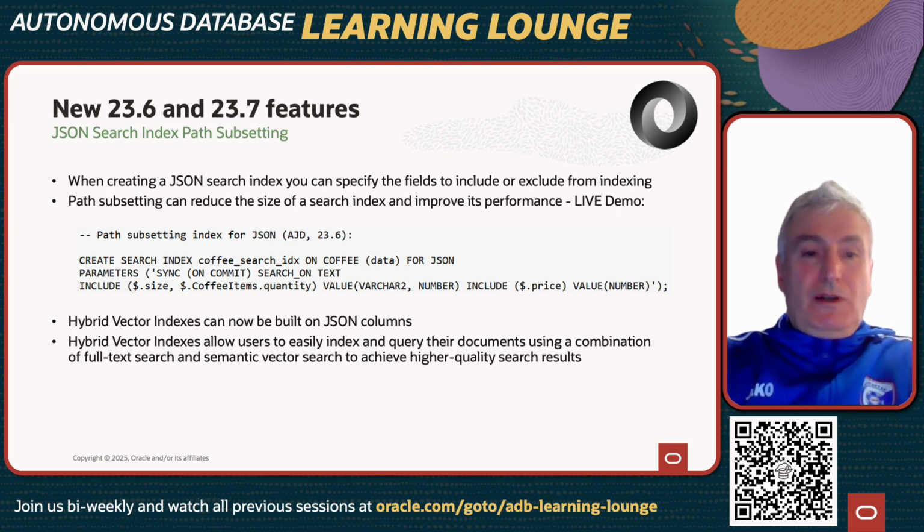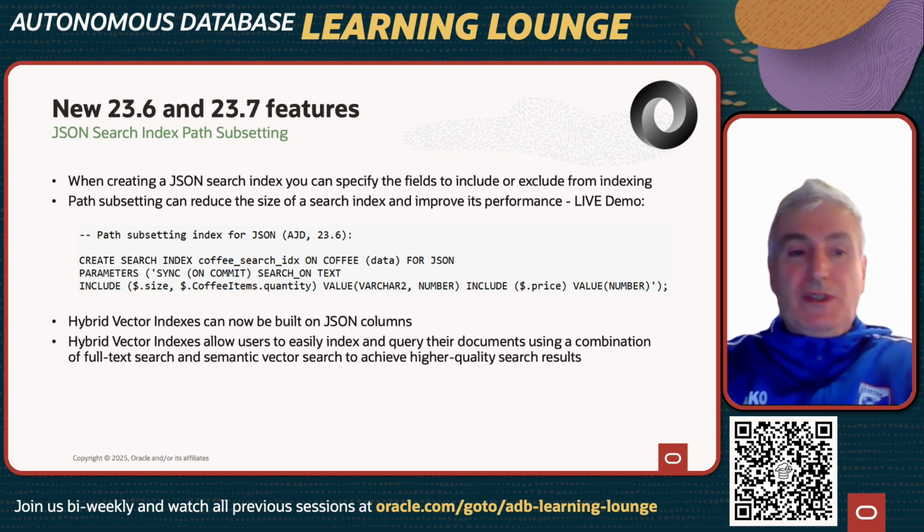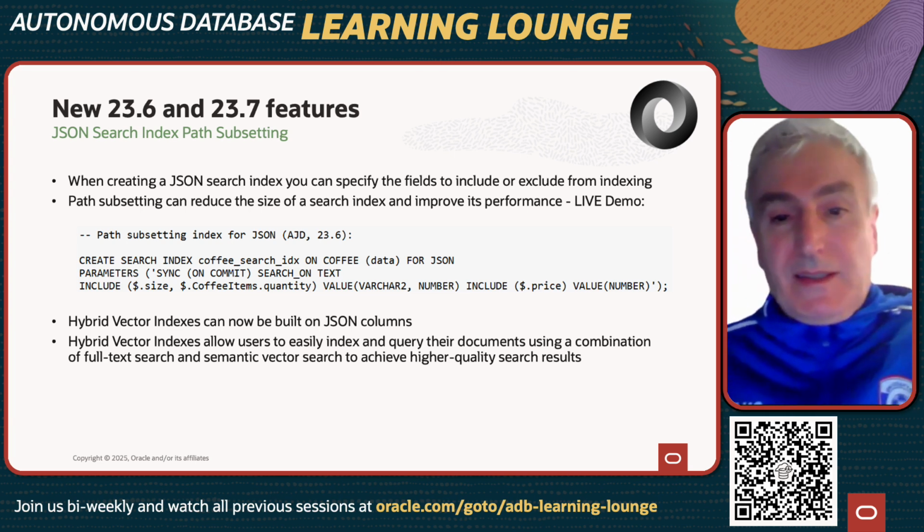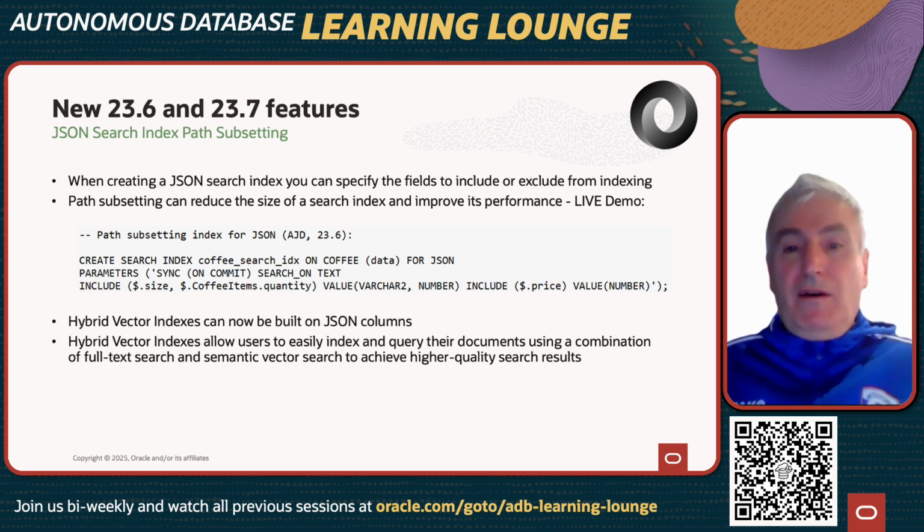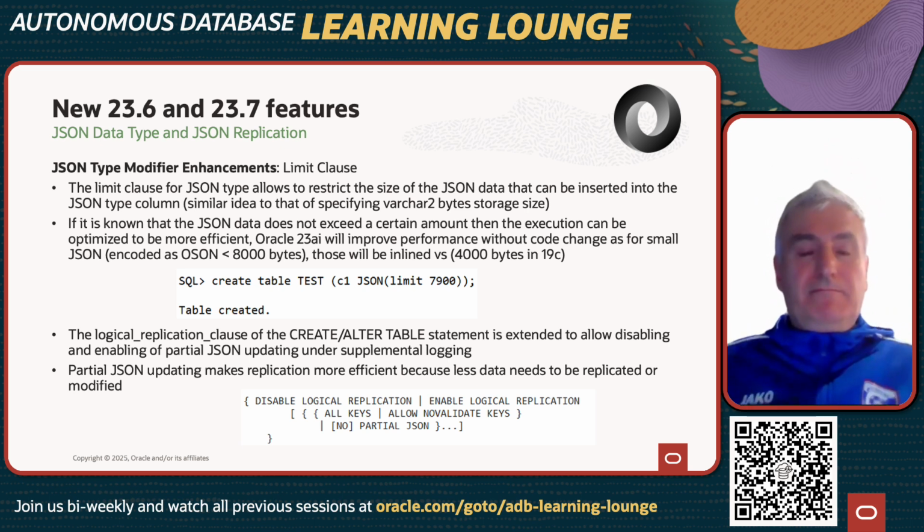And also those hybrid vector indexes, they allow us very easily to index and query the documents using a combination of both full text search and semantic vector search. You can achieve better search results.